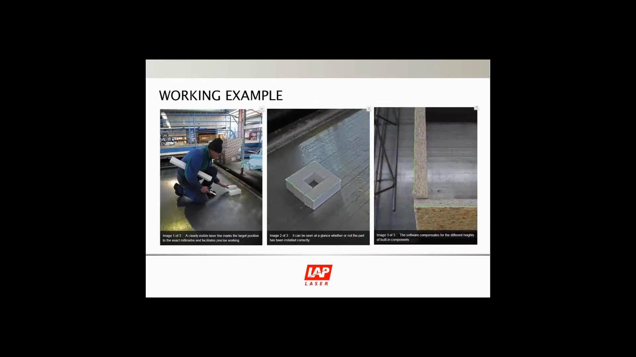On this slide, I want to show you a real working example of our laser projection system based on 3 pictures. Image 1 shows how a worker in the factory hall uses a laser line for the placement of a formwork module for an opening. Image 2 shows the formwork module, and the green laser line indicates the correct placement. Image 3 shows how the ProSoft UT software compensates for the different height of built-in components.